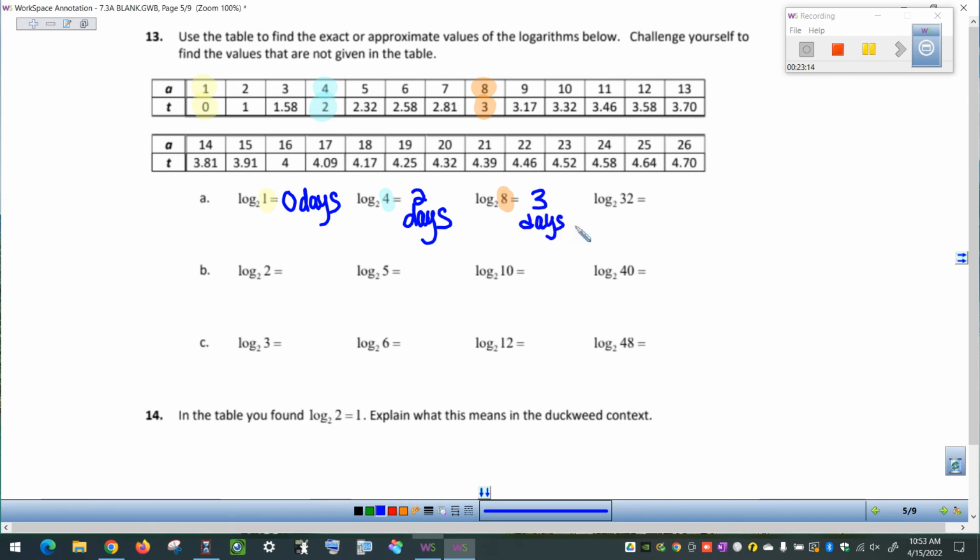All right, so I want you to continue filling in the rest of these and challenge yourself to find the values that are not given in the table. So for example, the very next one, the time it takes to grow to a size of 32, this isn't in the table. The table only goes up to a size of 26. But think about what's happening here with the ones we've answered so far and how you still might be able to figure out that result. When you are done with number 13 here, I want you to actually continue with number 14.